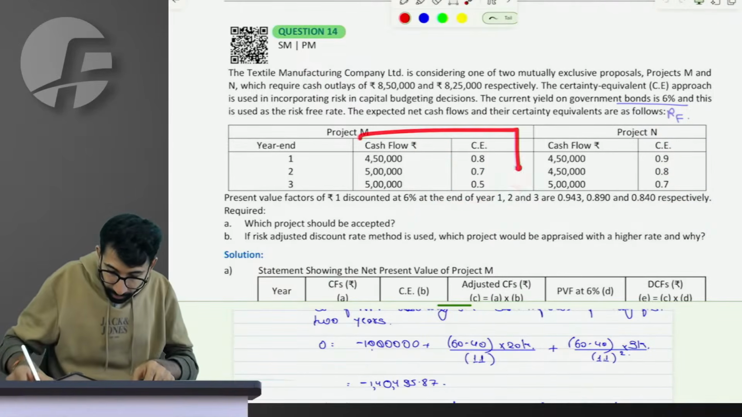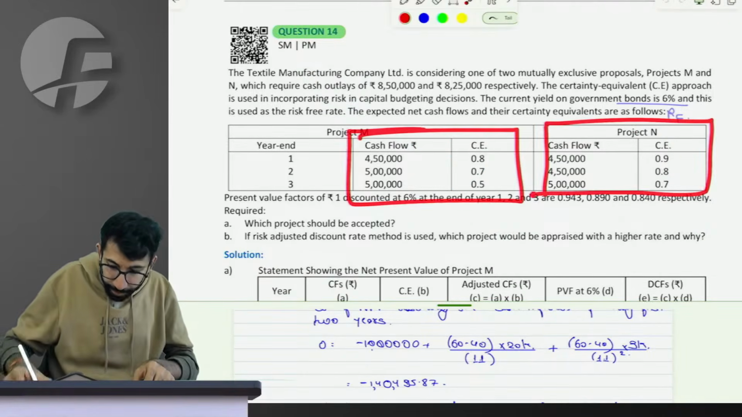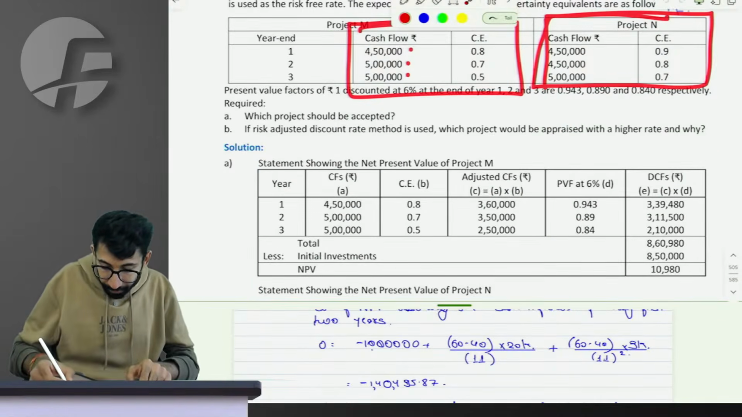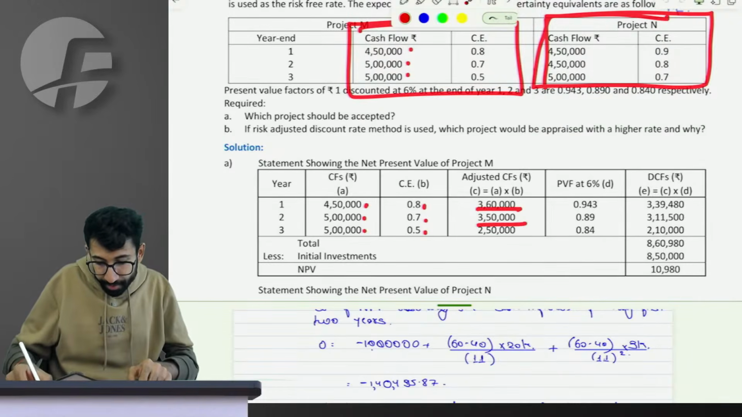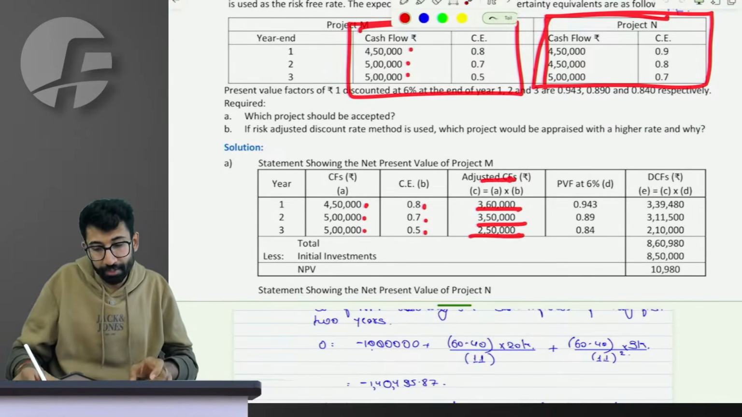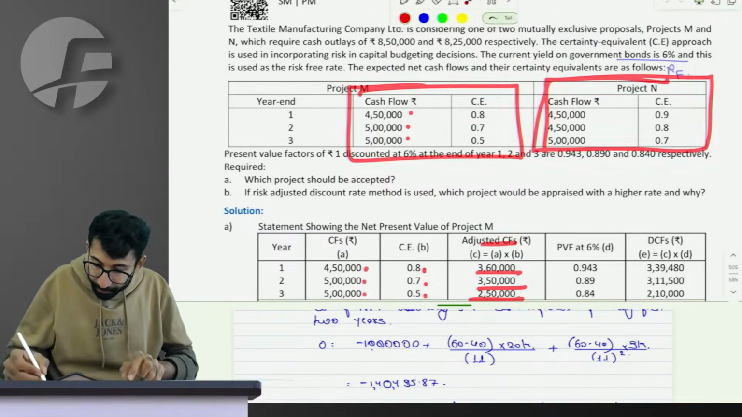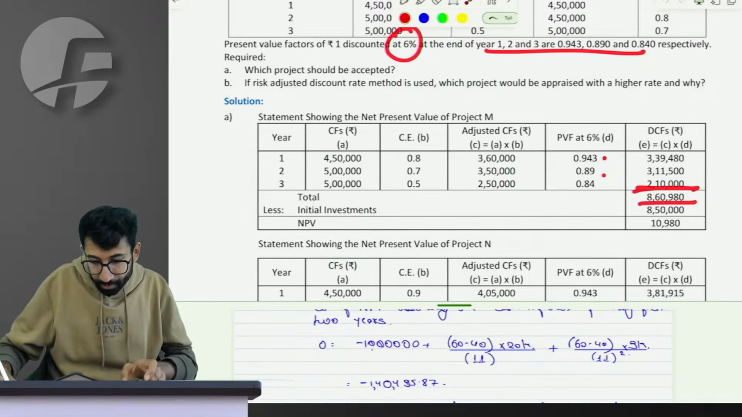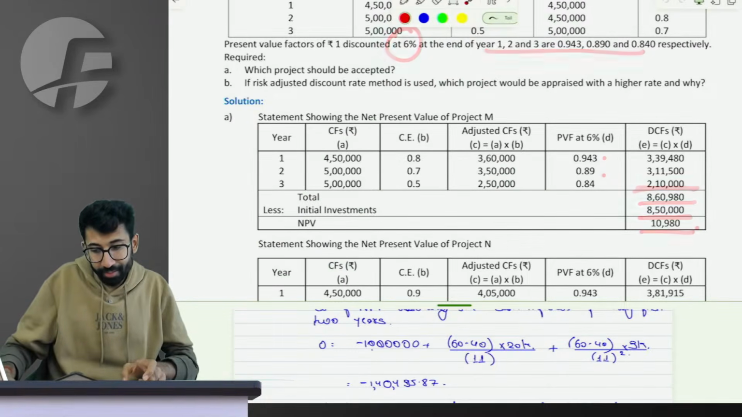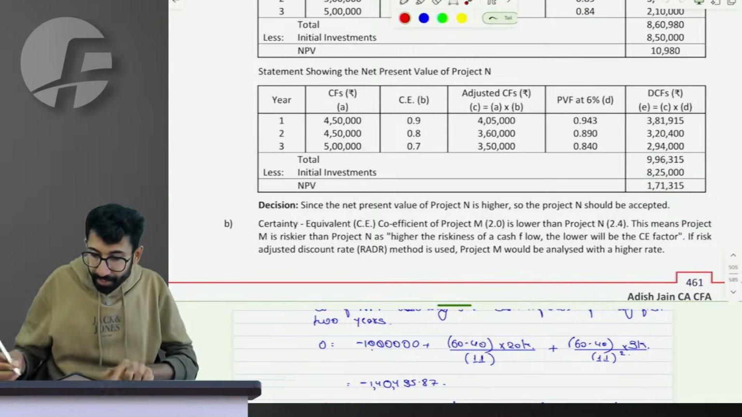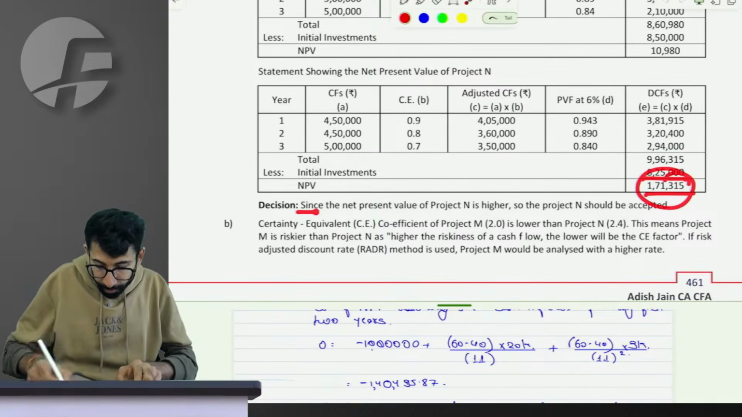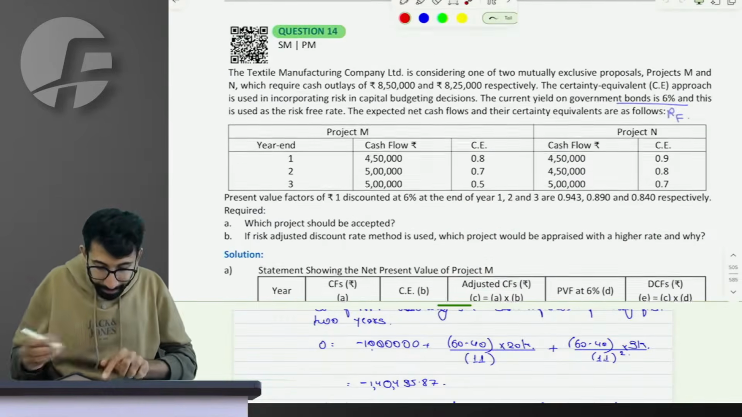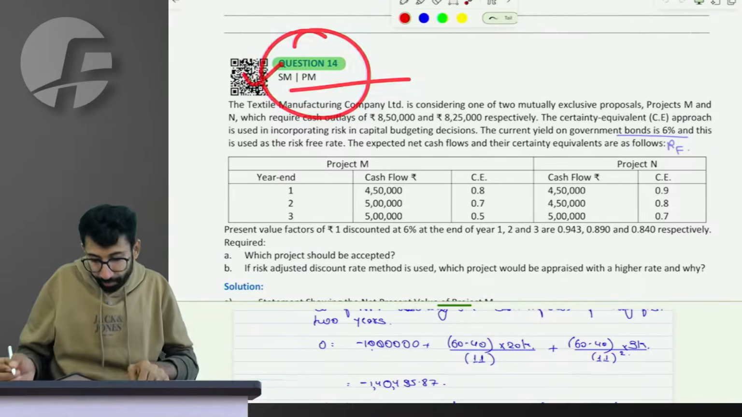Fine. Sir, on an equivalent basis, how much are my certain cash flows? 450, 5 and 5 when multiplied by these factors give me 360, 350 and 250 lakhs as my adjusted cash flow. When discounted at a risk-free rate of 6%, it gives me the present value of 860, minus 850 initial cost gives me NPV as 10,980. In the second case, NPV is 1,71,000. So project B, the second project, which is project N, is a better project. That simple is the solution to question number 14.